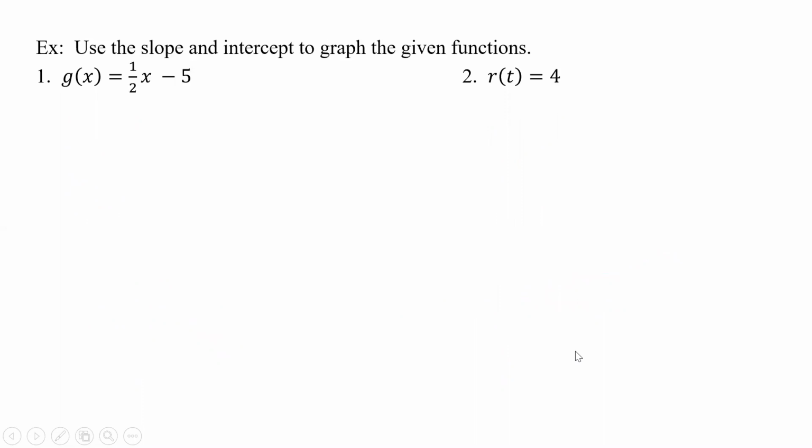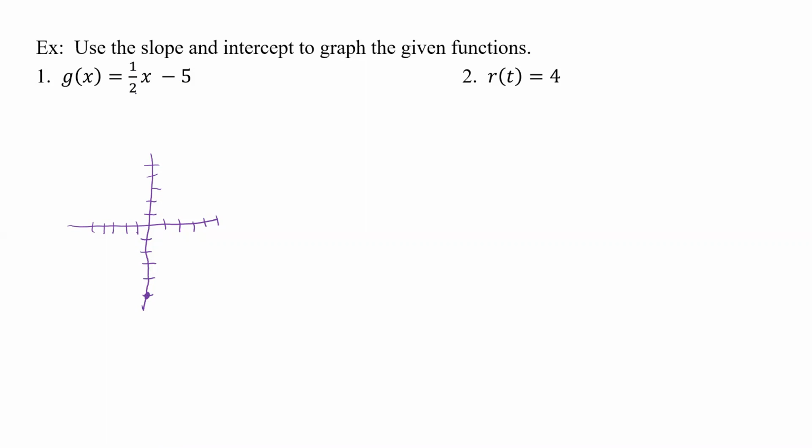All right, so this one we're supposed to use the slope and intercept to graph the functions. So let's go ahead and just write this here. All right, so what do we have? Well, 0, -5 is going to be our intercept. So 1, 2, 3, 4, 5. So that's going to be our first point.